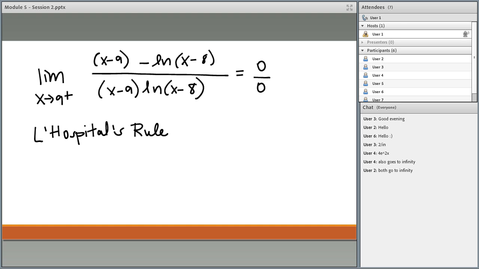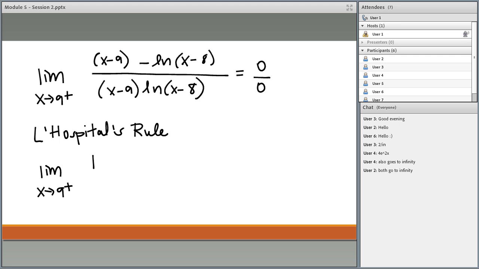So it says I can take the derivative of the numerator and then the derivative of the denominator and try to take the limit again. In this case, the derivative is a little bit more complex than the last one. The numerator, I have x minus 9. So when I take the derivative of x, I get 1. The derivative of negative 9 goes to 0.